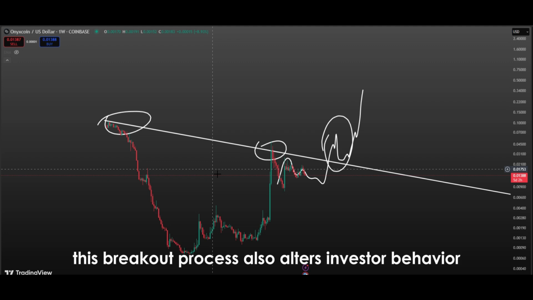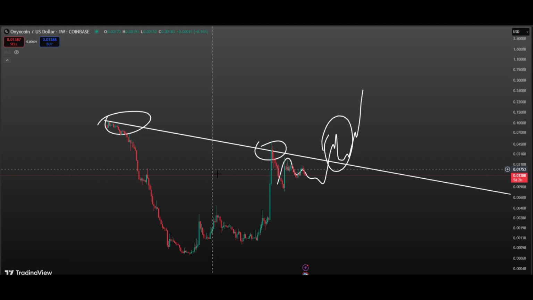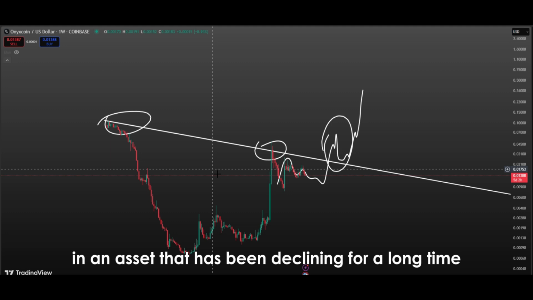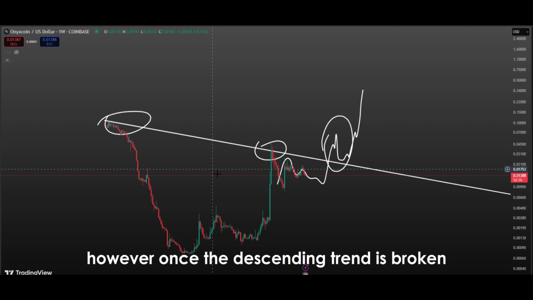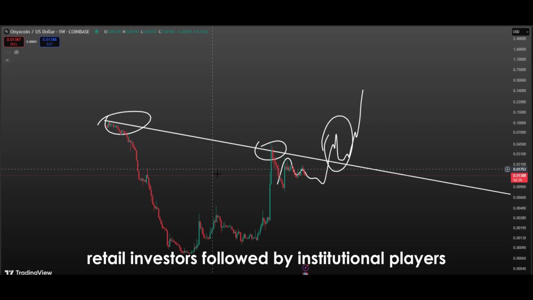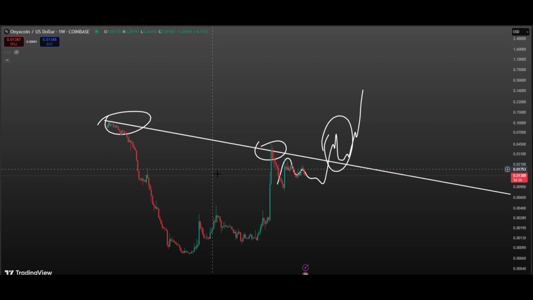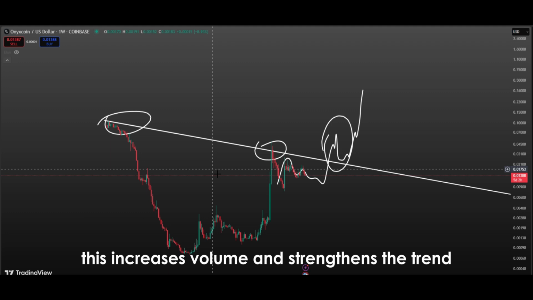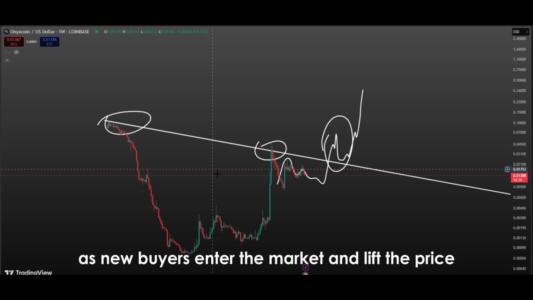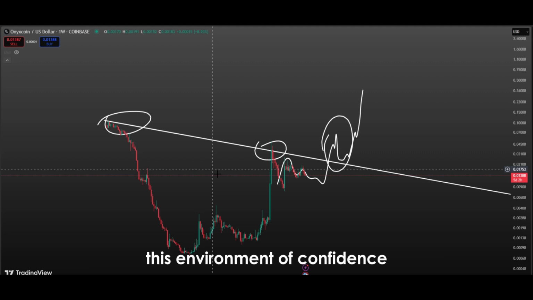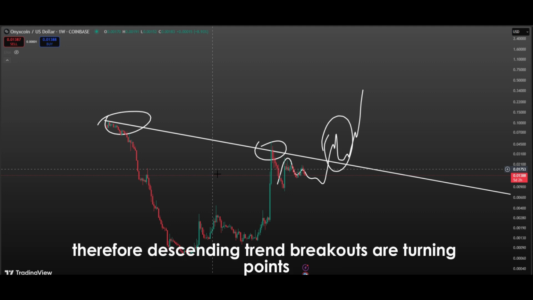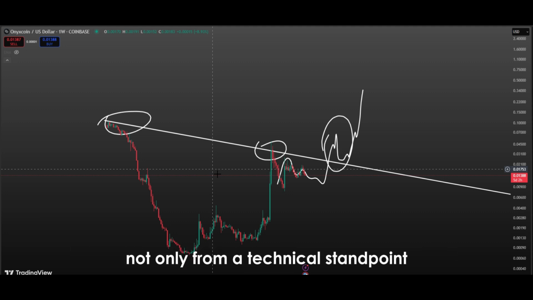This breakout process also alters investor behavior. In an asset that has been declining for a long time, investors are usually cautious. However, once the descending trend is broken, retail investors, followed by institutional players, begin to take positions. This increases volume and strengthens the trend. As new buyers enter the market and lift the price, previous investors begin to regain confidence. This environment of confidence pushes the price even higher. Therefore, descending trend breakouts are turning points, not only from a technical standpoint, but also in terms of investor psychology.